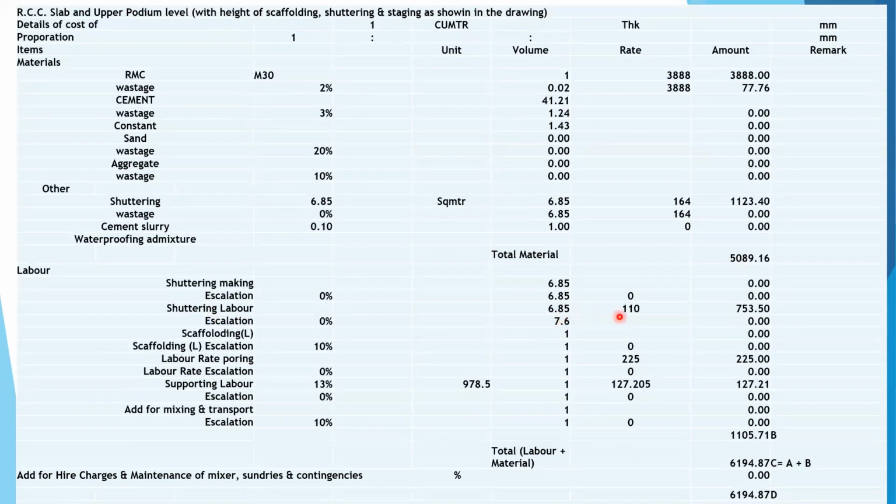square meter at the rate of 110 will be 753. Labor for concreting pouring will be 225 rupees. Supporting labor will be 127 rupees. So the labor cost will be 1105. So the cost of concreting material plus labor for a RCC slab with M30 will be 6194.